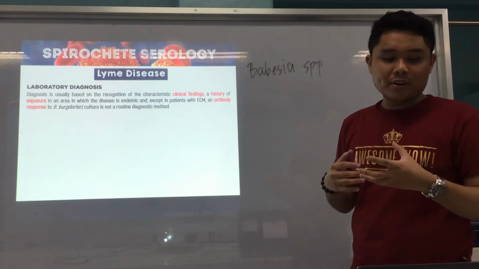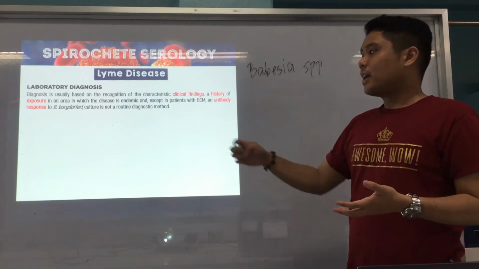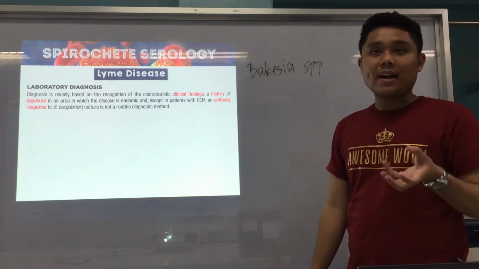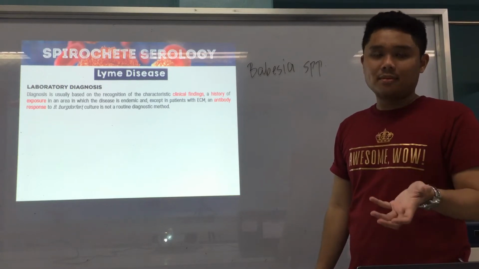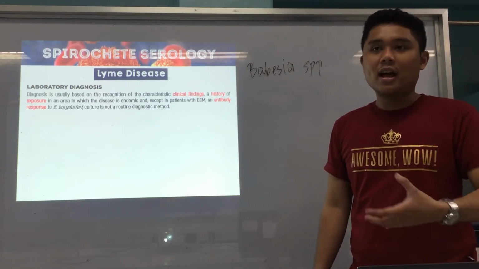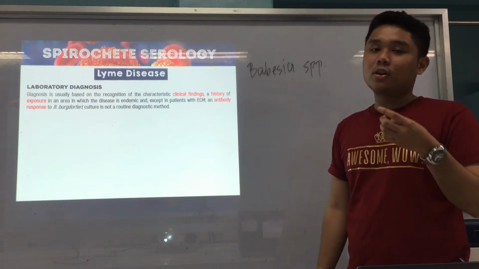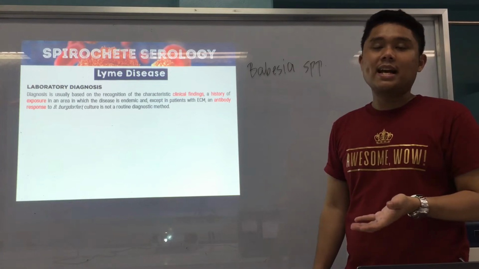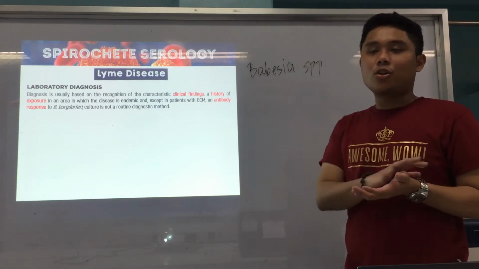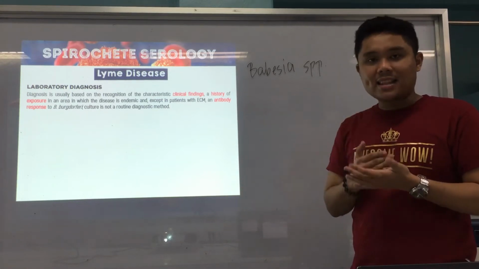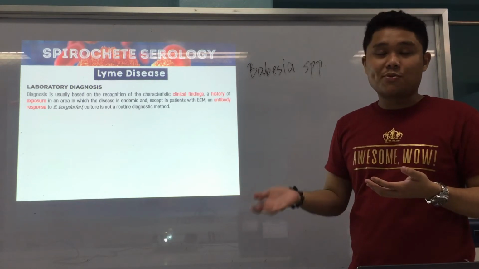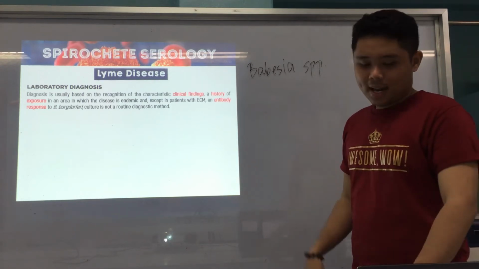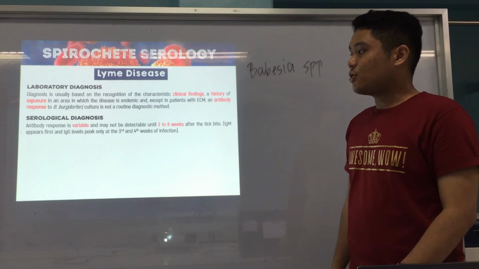So antibody response, except if it's still in the early stage with the bullseye rash. Because again, that's diagnostic of early infection. The appearance of the bullseye rash can already point to an early infection of Lyme disease. So you don't need to test for antibody. But if it's already in the late stage or early dissemination stage, then antibody response is also tested for diagnosis. Now we go to your serological diagnosis.